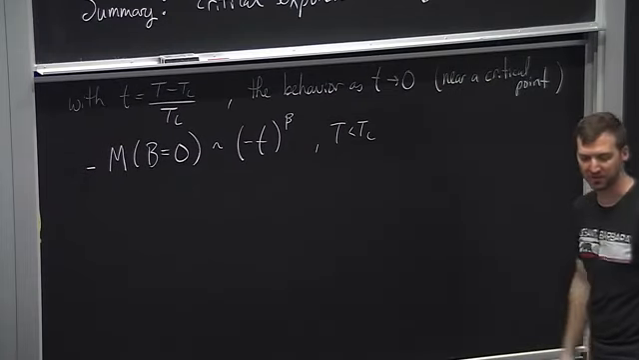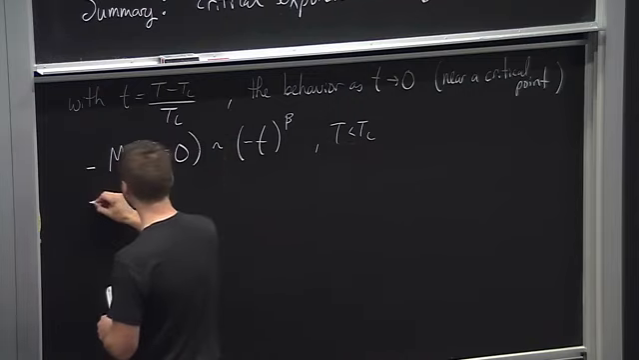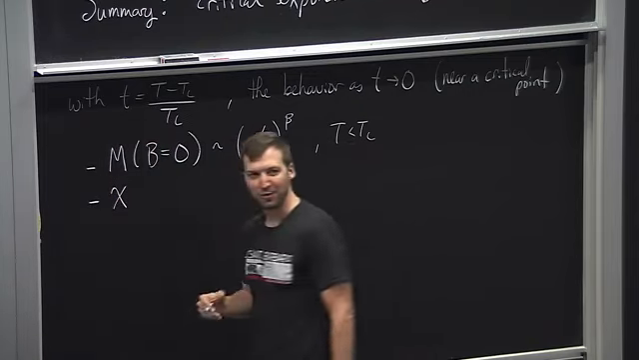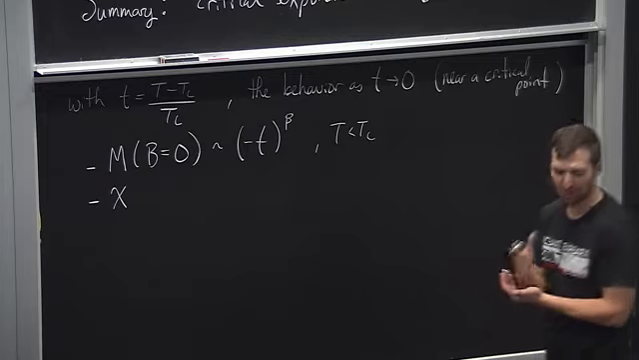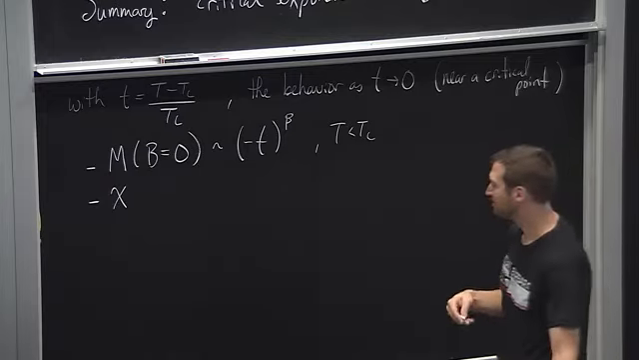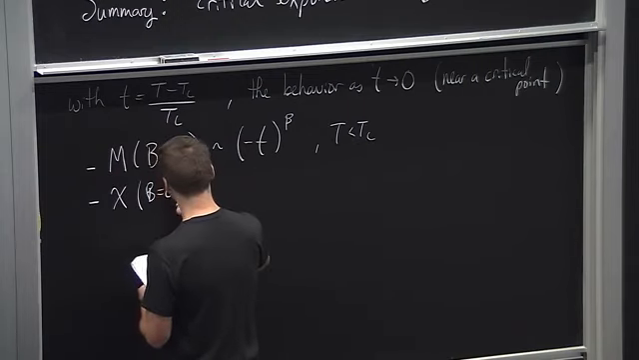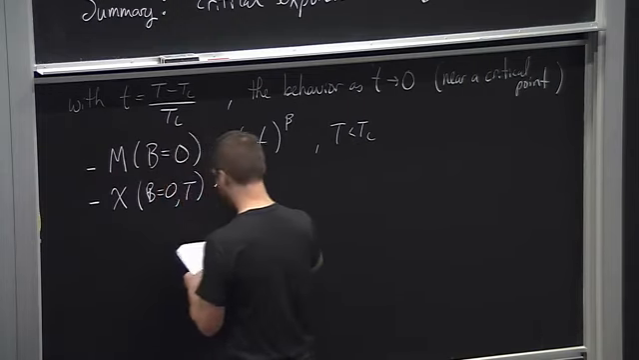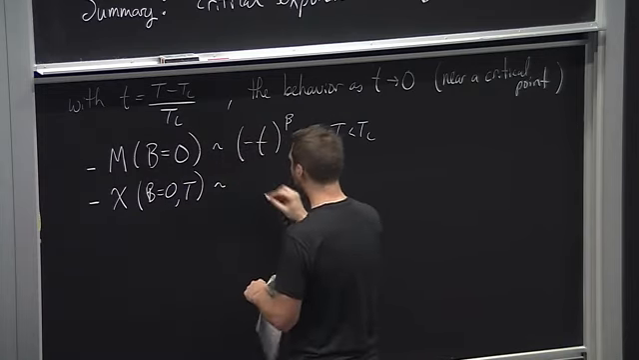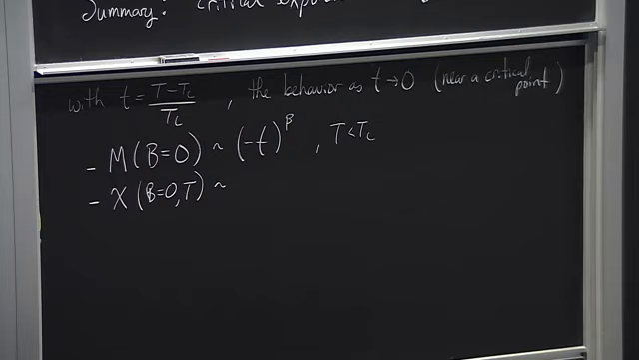Okay, so that's a simple one. That's the order parameter. Beta is the order parameter exponent. The susceptibility, which is the fluctuation in some sense, it's the response of the order parameter at zero field and finite temperature. I'm going to define a critical amplitude.